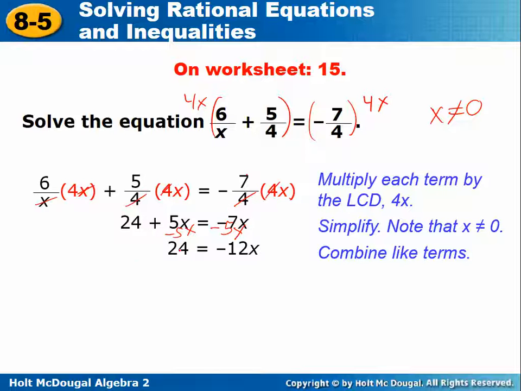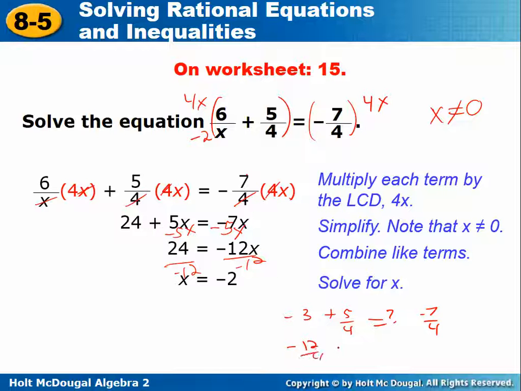So 24 equals negative 12x, and then divide by negative 12, and we'll get that x is equal to negative 2. We can check that by putting it back in. It's only one spot. So we'd have negative 6 divided by negative 2 would be negative 3 plus 5/4, and I want to see if that equals negative 7/4. So if I change negative 3 to fourths, I'd have negative 12/4. And negative 12 plus 5 is negative 7/4, so it checks.